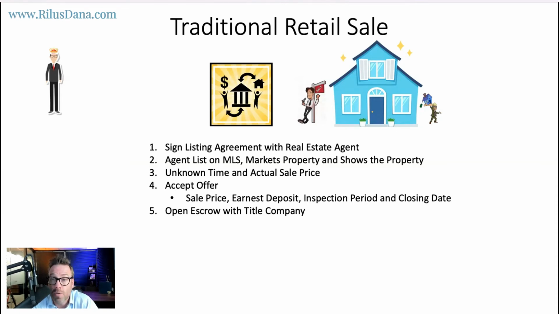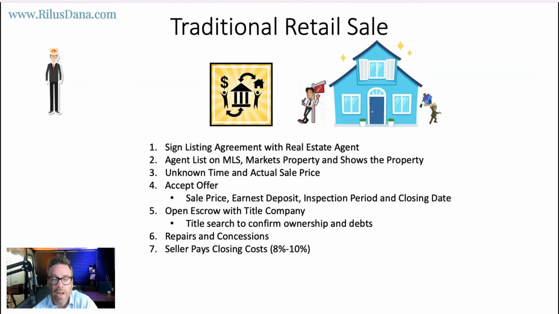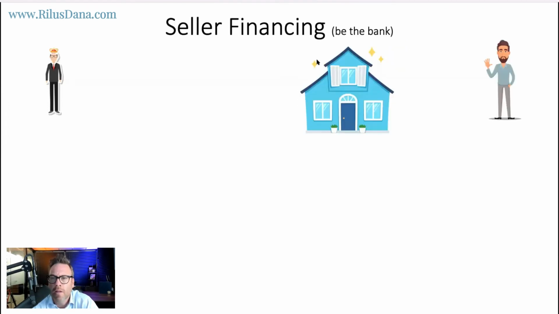They'll open an escrow with the title company. The title company is going to do a search to confirm the ownership of the property and to see if there's any debts associated with it. After an inspection, there may be some repairs or concessions that are asked for. And at the end of the transaction, it's typically the seller that ends up paying all the closing costs. So the commissions for the agents and the title costs usually get paid by the seller in a traditional retail sale.